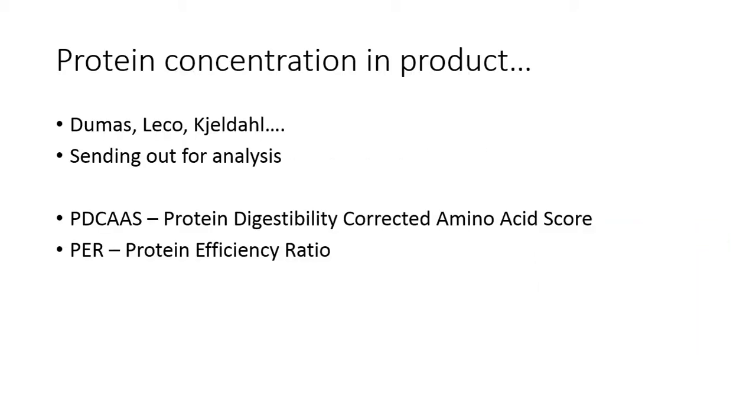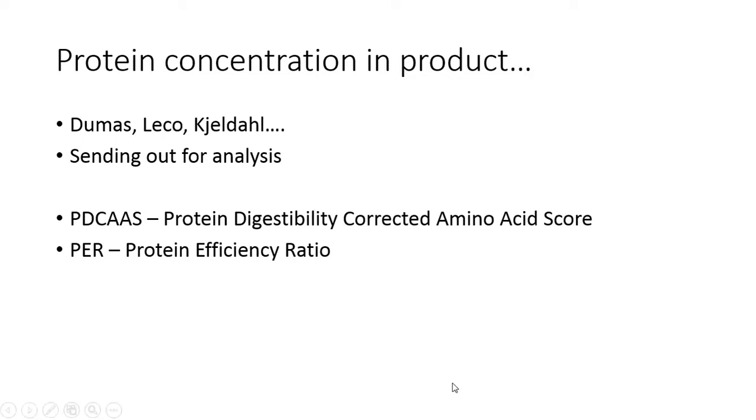So, first and foremost, in order to be able to make a source of protein claim, it is important to know the protein concentration in your product. In general, this can be done by doing a Dumas, LECO, or Kjeldahl analysis. These are the typical means of doing a protein analysis in food. Most of the time, you're going to be sending it out to a contract lab. This is something that most small food processors don't have access to, but it is a reasonably costed analysis to be done at a contract lab.